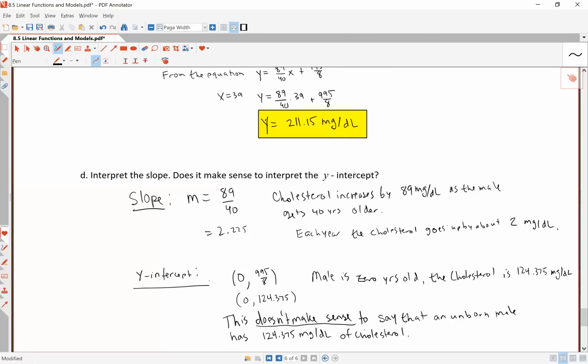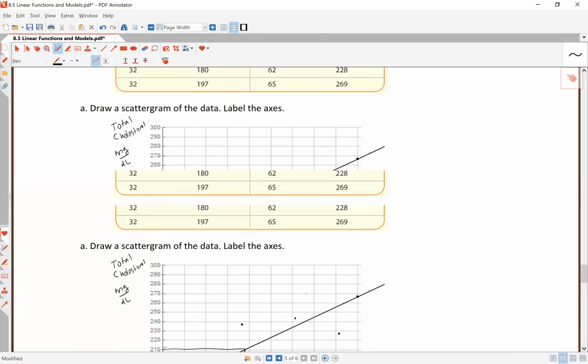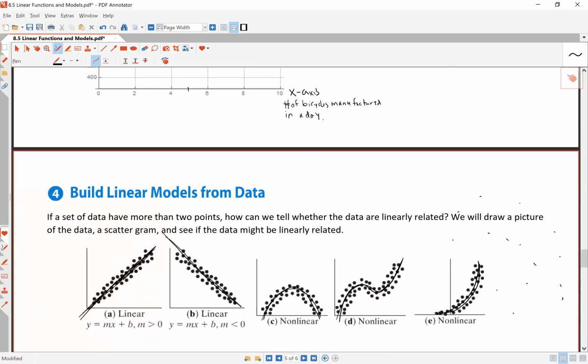And this concludes the video for section 8.5, linear functions and models. Objective 4, build linear models from data.